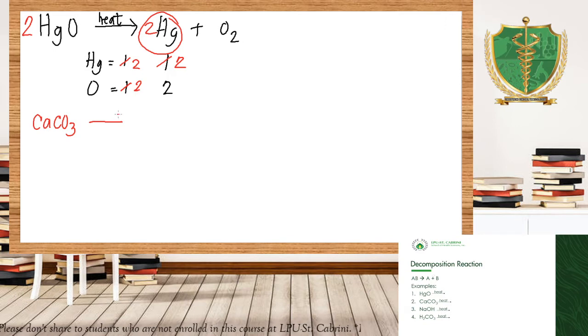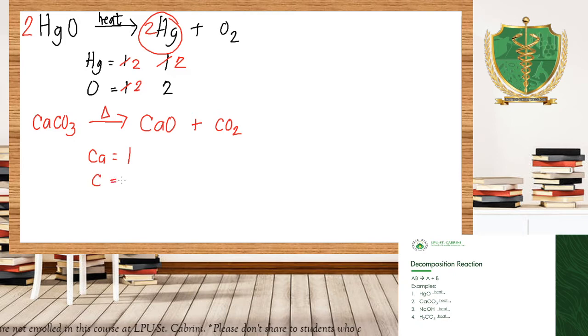No? Calcium carbonate, decomposition of calcium carbonate in the presence of heat will give us calcium oxide and carbon dioxide. Do we have a balanced equation? Let's check if we have a balanced equation. How many calcium do we have in reactant? 1. How many carbon do we have? 1. How many oxygen do we have? 3.